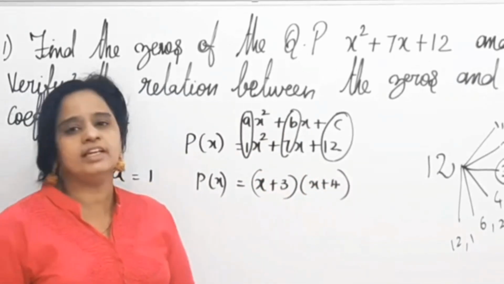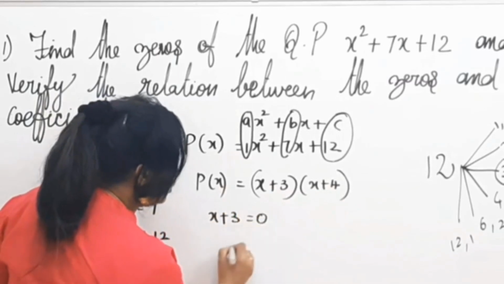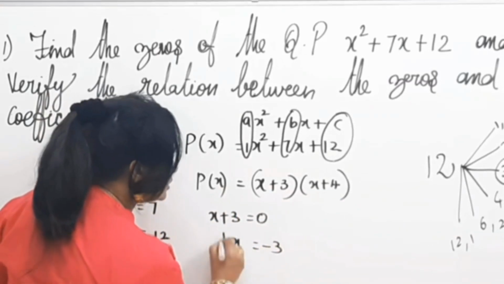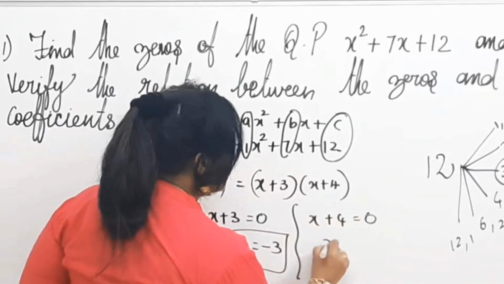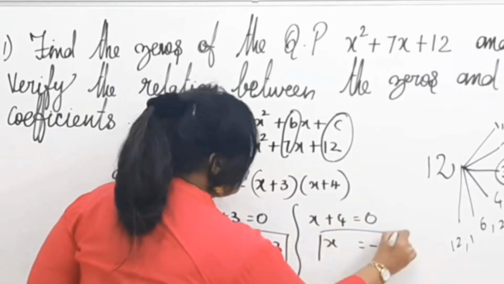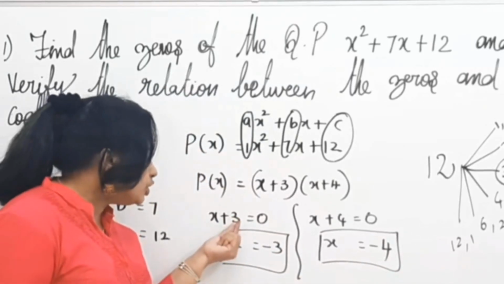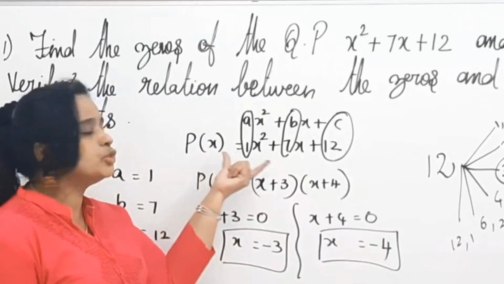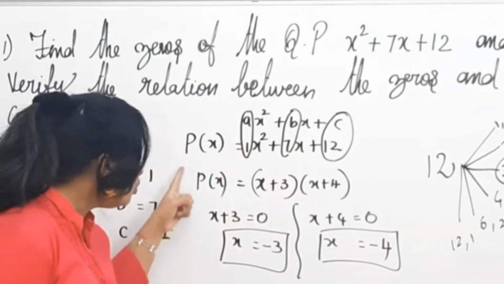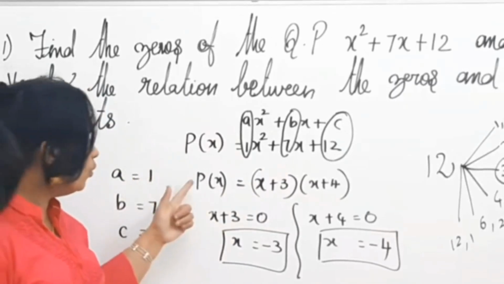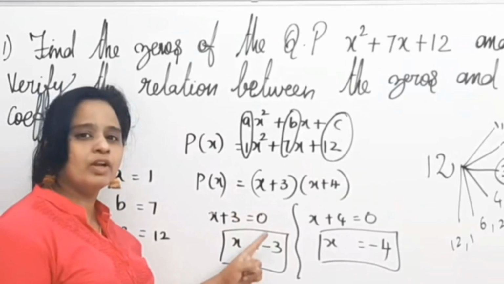Now I have to find the zeros. So let me have x plus 3 equal to 0. So x is equal to minus 3. And then x plus 4 is equal to 0, and then x is equal to minus 4. Now why are you equating to 0? When I substitute minus 3 in this polynomial, the value becomes 0. That is p of x becomes 0. So I equate x plus 3 equal to 0. That means x is equal to minus 3.